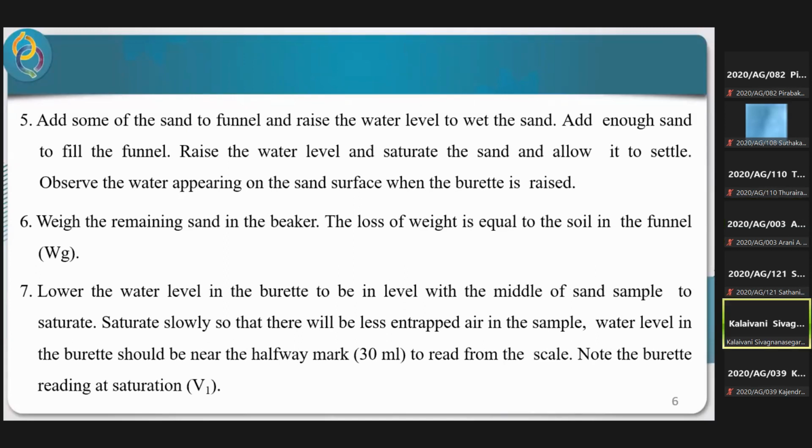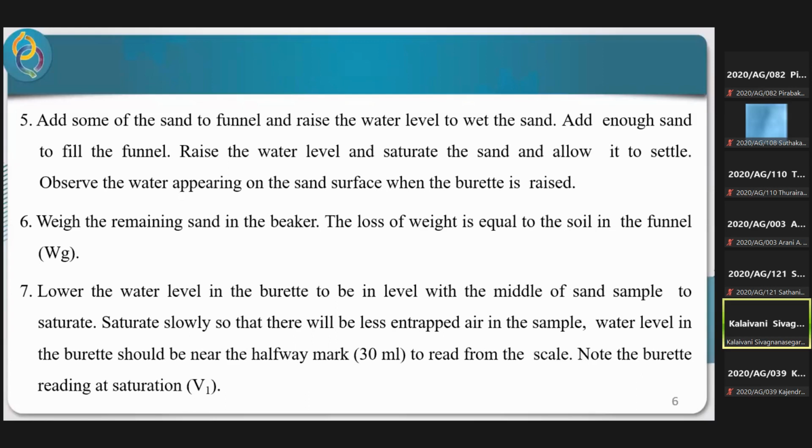Here you can see that procedure. Add some of the sand to the funnel and raise the water level to wet the sample. When you raise the water column, the water will get into the soil. I hope you already saw that in the video. When you raise the water column, some amount of water will enter the soil. You observed that in the video, no? Yes. Okay, then add enough sand to fill the funnel.